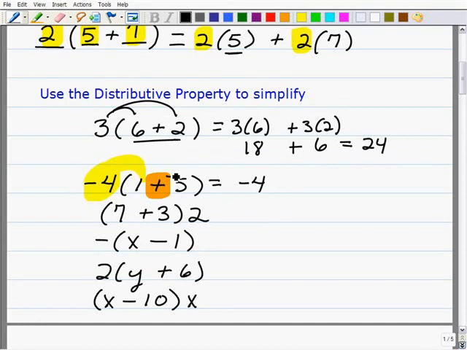That's just one alternative. So you can go negative 4 times 1 is negative 4, plus negative 4 times negative 5, which would be a positive 20.